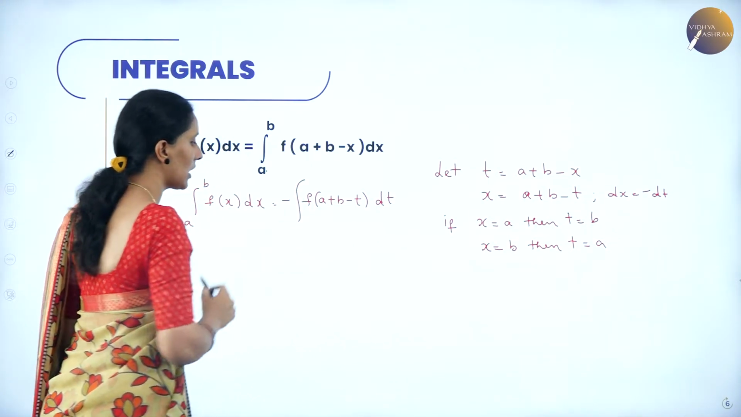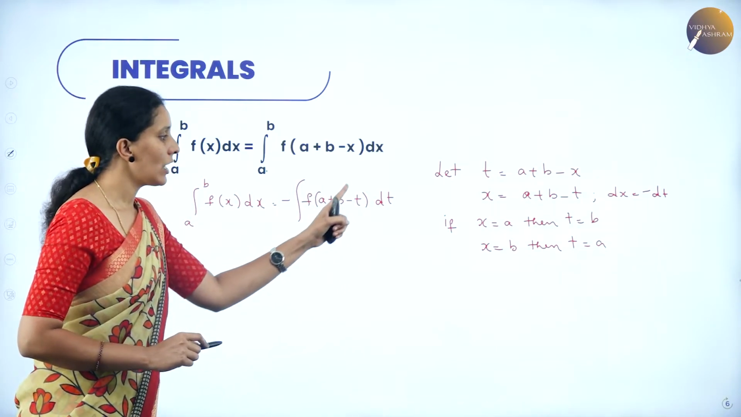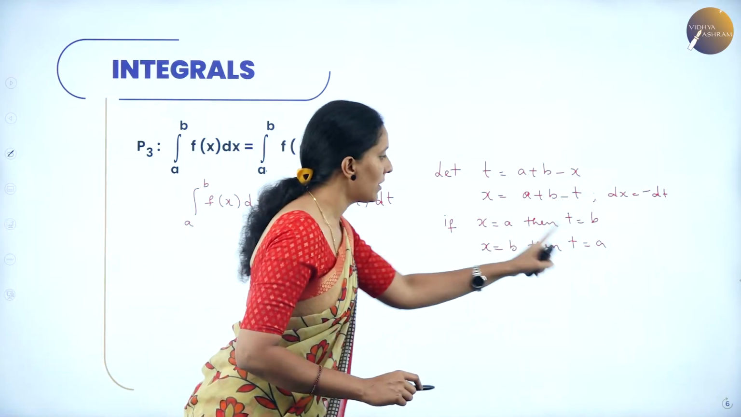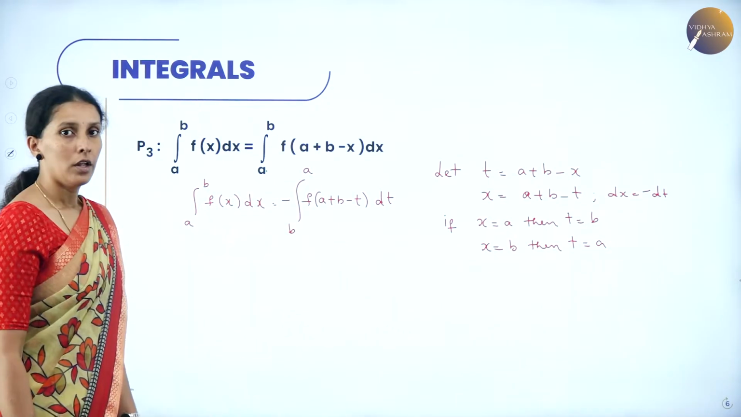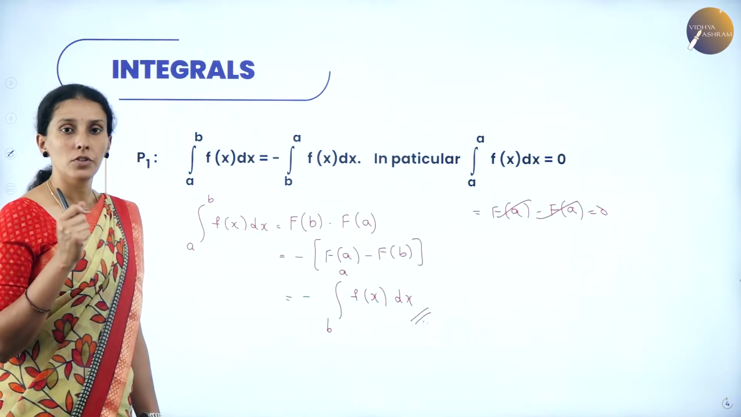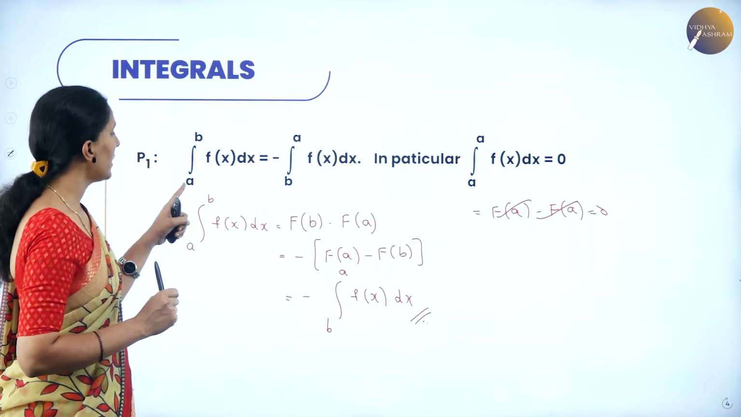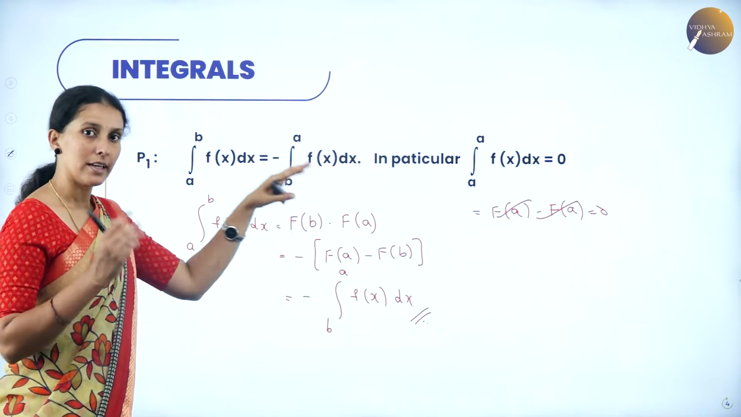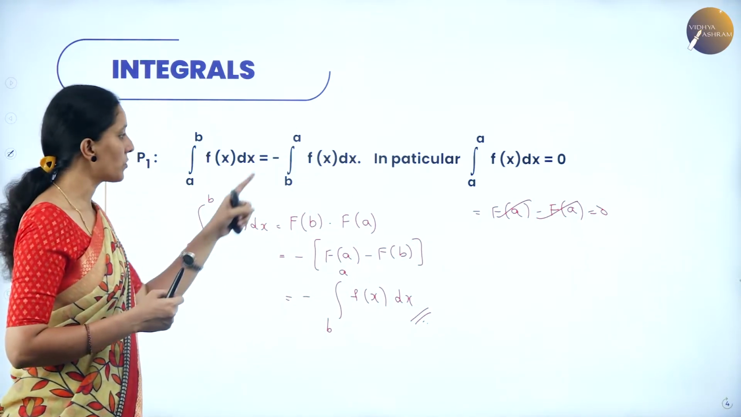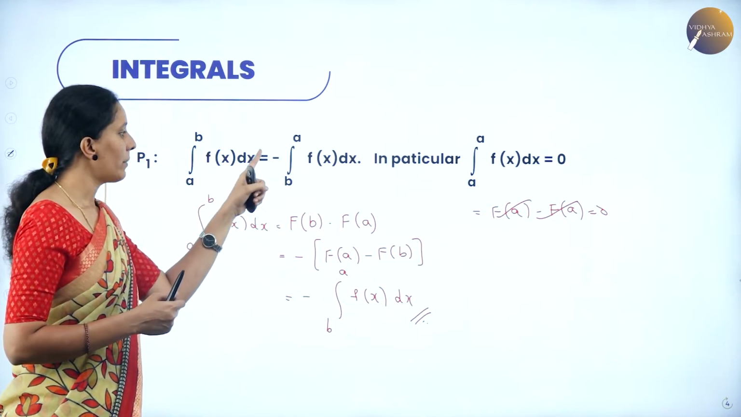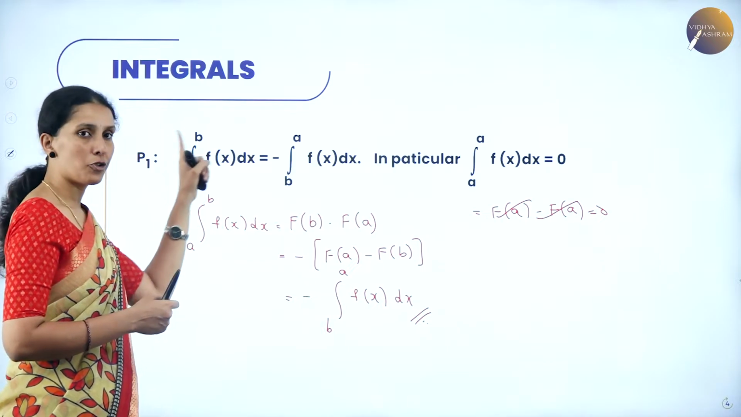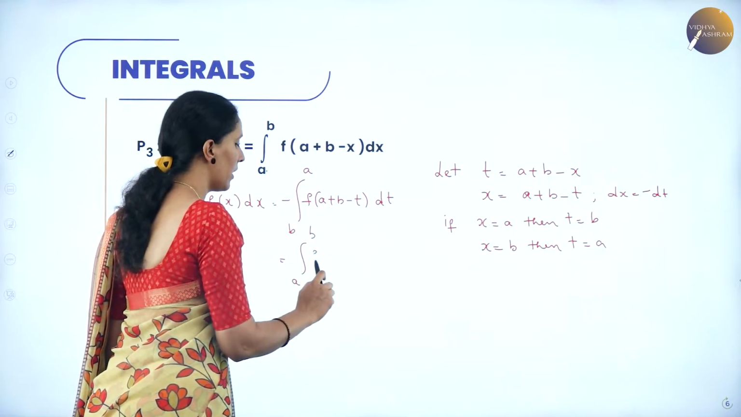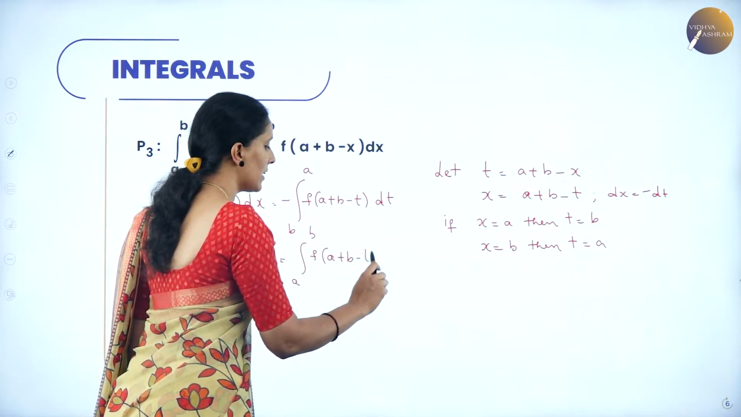I'll write a minus outside the integral, and since you are taking the variable with respect to t, you have to change the limits with respect to t. So the limits change from b to a. Now, using property 1. What does property 1 say? If you have the integral from a to b of f of x dx, it can be rewritten as minus the integral from b to a of f of x dx. Similarly, from right side to left side also it holds. So whenever you have a negative, that is minus the integral from b to a, you can write it as a to b to make it positive. So therefore, here I will write the integral from a to b of f of a plus b minus t dt.